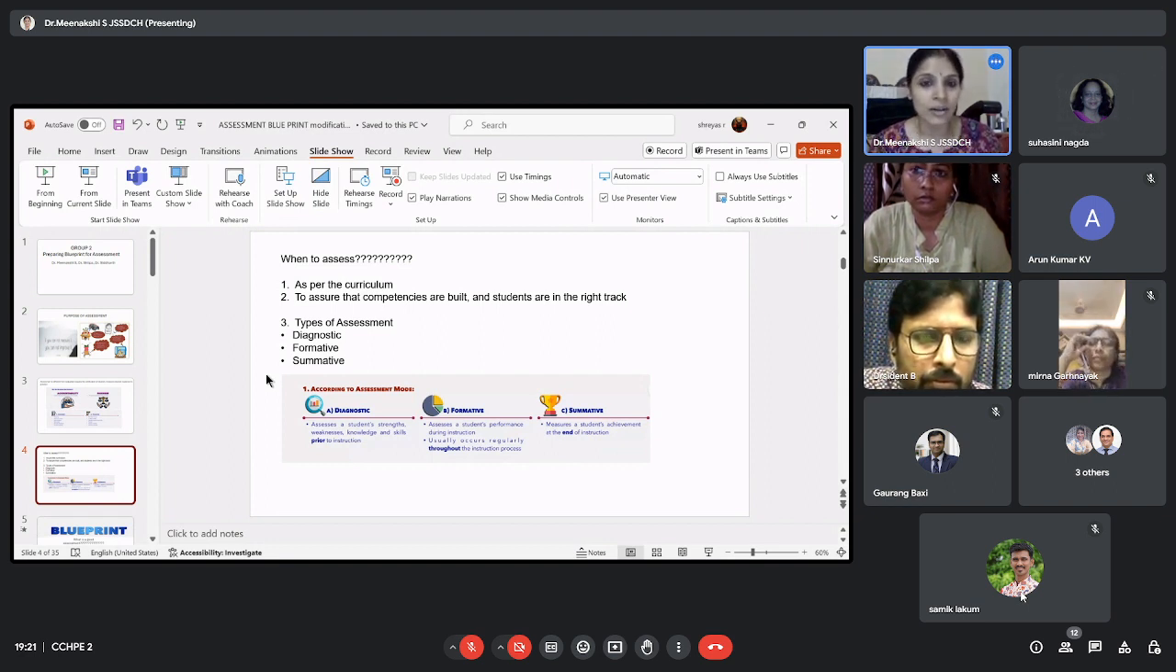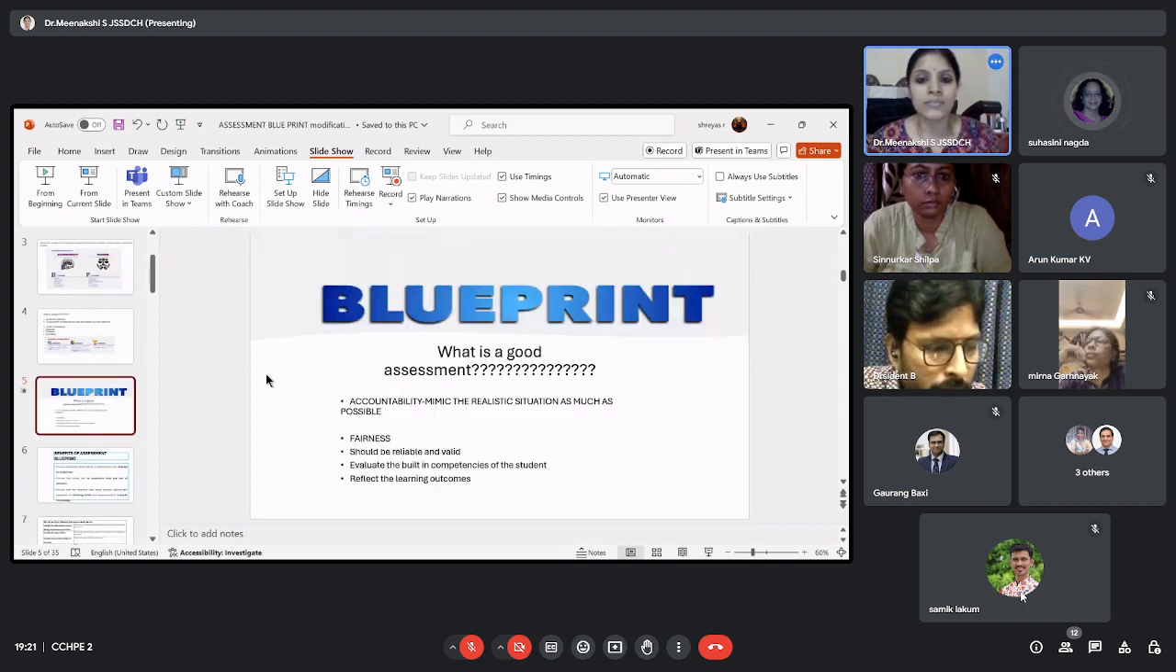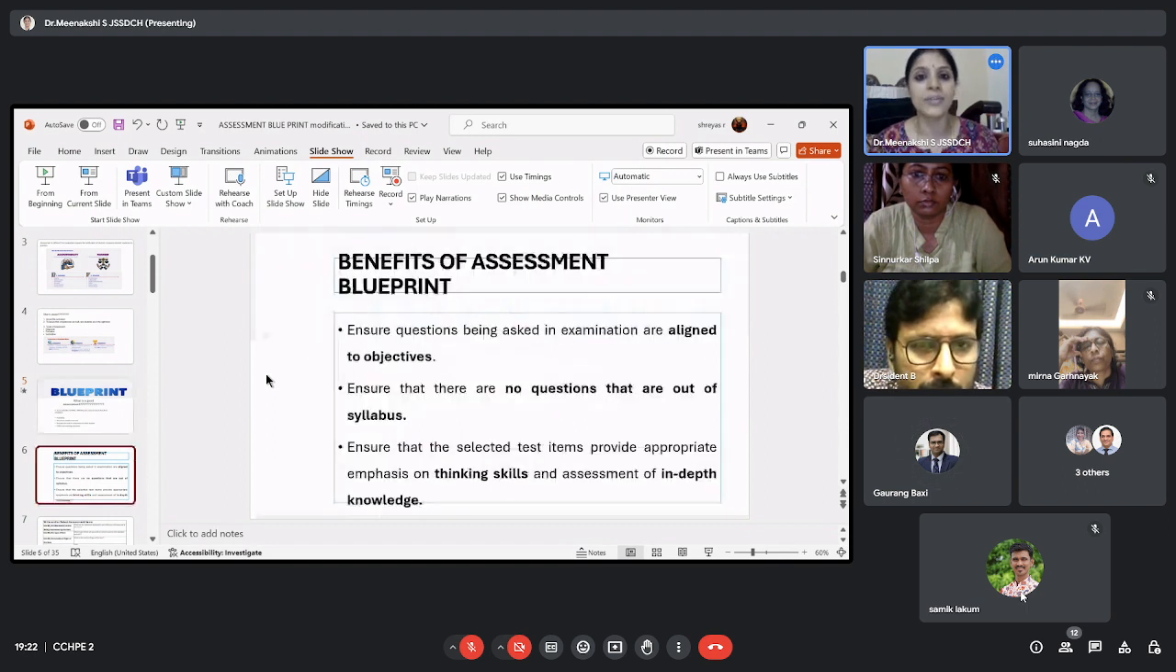As sir has already discussed in his previous slides, there are different types of assessments such as diagnostic, formative and summative assessment. Formative is done throughout, and summative is at the end of the session. So what is considered a good assessment? If it is accountable, it is considered a good assessment. There is fairness of evaluation among all students, as sir has aptly discussed regarding reliability and validity. Our assessment should be valid, reliable to a certain extent, and evaluate the built-in competencies of the student and reflect their learning outcomes. And hence comes the picture of the blueprint.